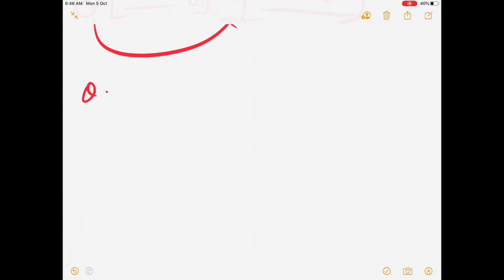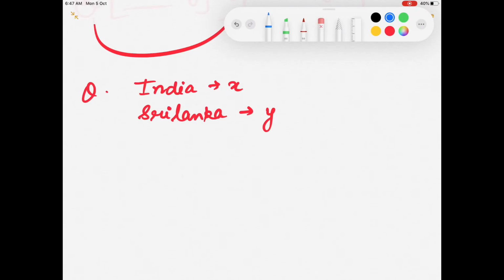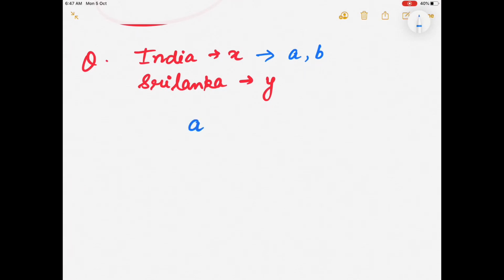First, in a one-day international cricket match, India and Sri Lanka. Let's take India as X and Sri Lanka as Y. India and Sri Lanka played in Nagpur. Two Indian batsmen together scored 176 runs. Now two Indian batsmen, let's take A and B, scored 176 runs. A plus B is equal to 176.